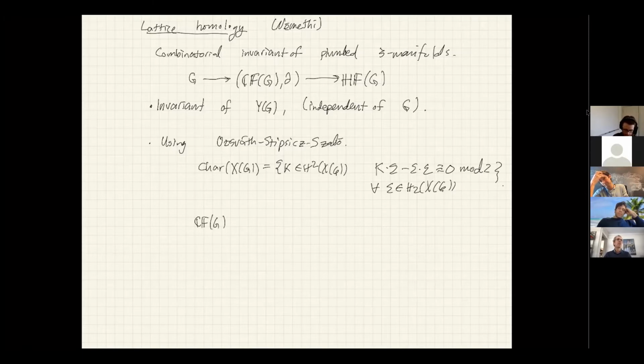So CF_G is generated by kind of formal tuples of the following form. We say bracket [K, E], just a formal symbol, tensor U^i, where K is a characteristic vector.